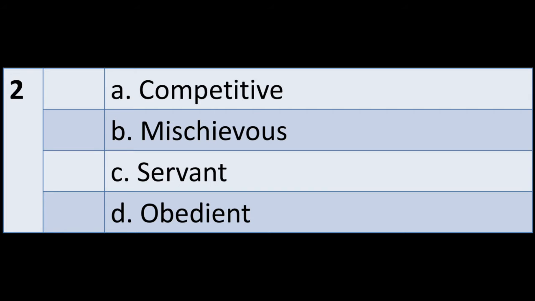Second box, A, competitive. B, mischievous. C, servant. And D, obedient. So once again you number them from 7 to 1, 7, 5, 3, 1.